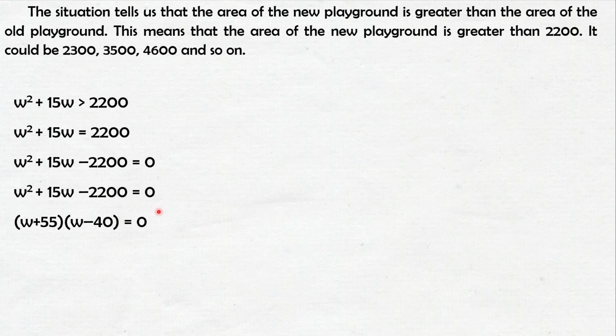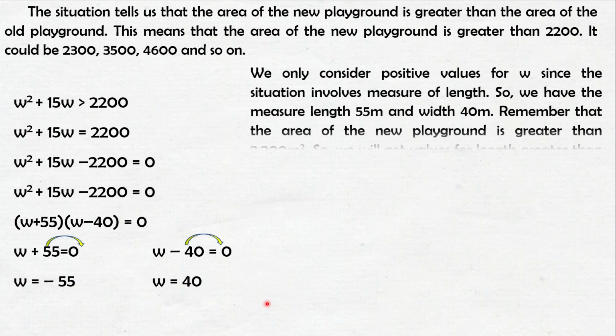Okay, factor natin yung factors na negative 2,200 ay 55 and negative 40. Kapag pinag-add natin yan, makuha natin ay 15. Okay? And then, by zero product property, equate lang natin dalawang factors sa 0. Transpose natin yung mga numbers na 55 at negative 40 sa right side. Makuha natin ay W equals negative 55 and W equals 40. Okay, so may nakuha na tayo ng roots dito sa given quadratic equation na negative 55 and 40.